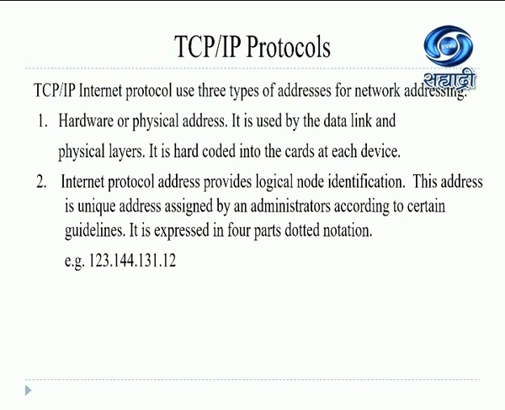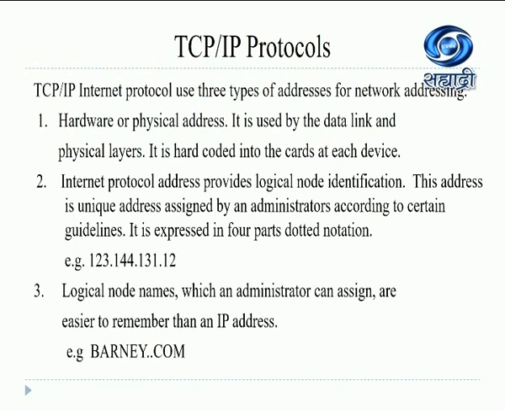It is expressed in 4 parts of dotted notation, such as 123.144.131.12. This is the IP address. Third one is the logical node names, which an administrator can assign, are easier to remember than an IP address. The example of this is barney.com. So this is the IP logical address.